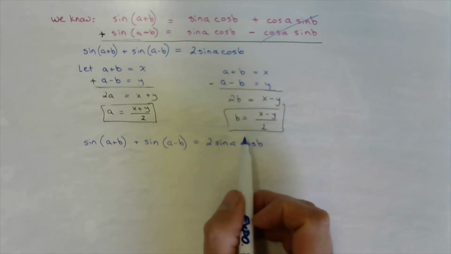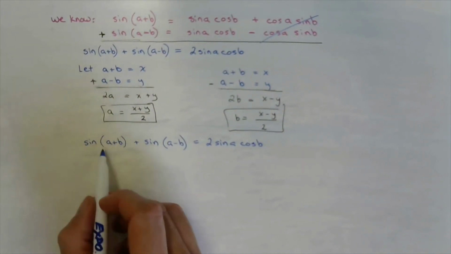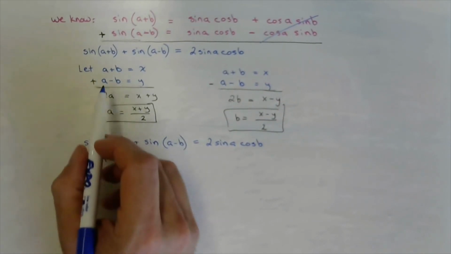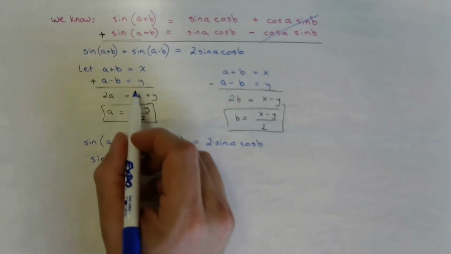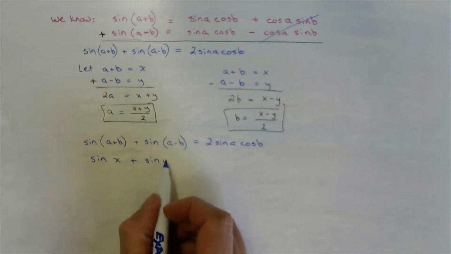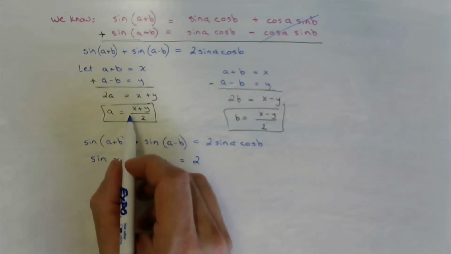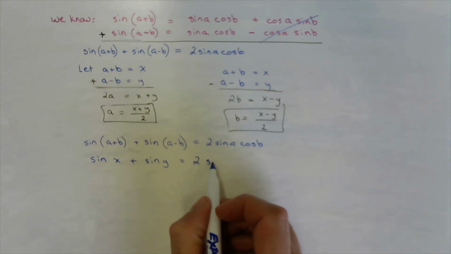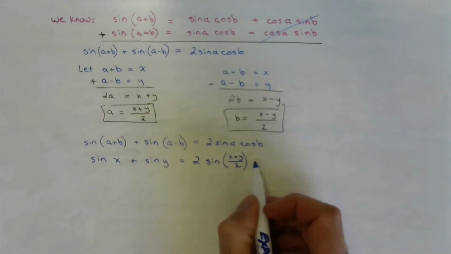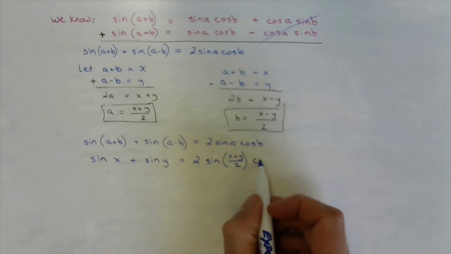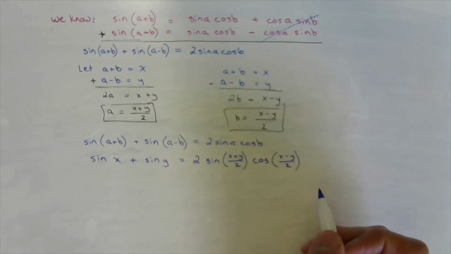But we also now have a new expression for each of these things. We have a new expression for the sine of a plus b, because we said a plus b equals x. And we have a new expression for a minus b. We said a minus b is y. And on the right side, we said that a is equal to x plus y over 2. And the cosine of b, well, we said b is equal to x minus y over 2.